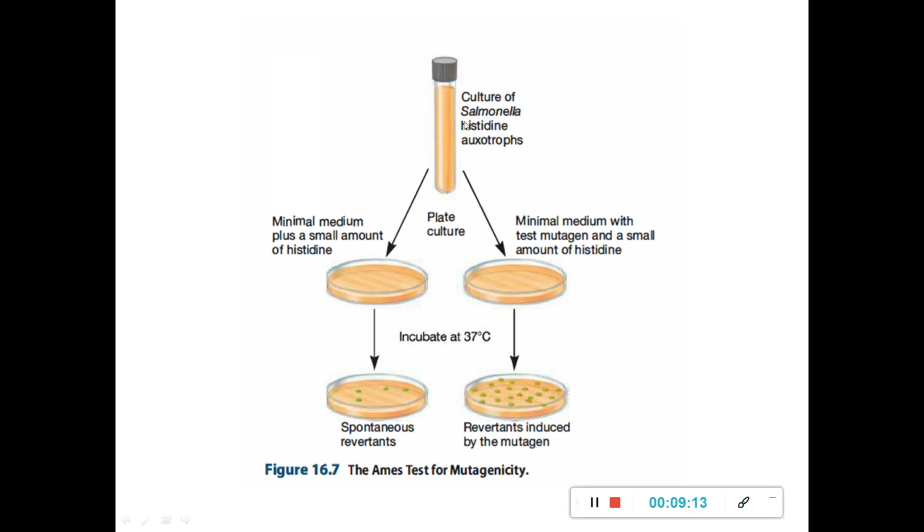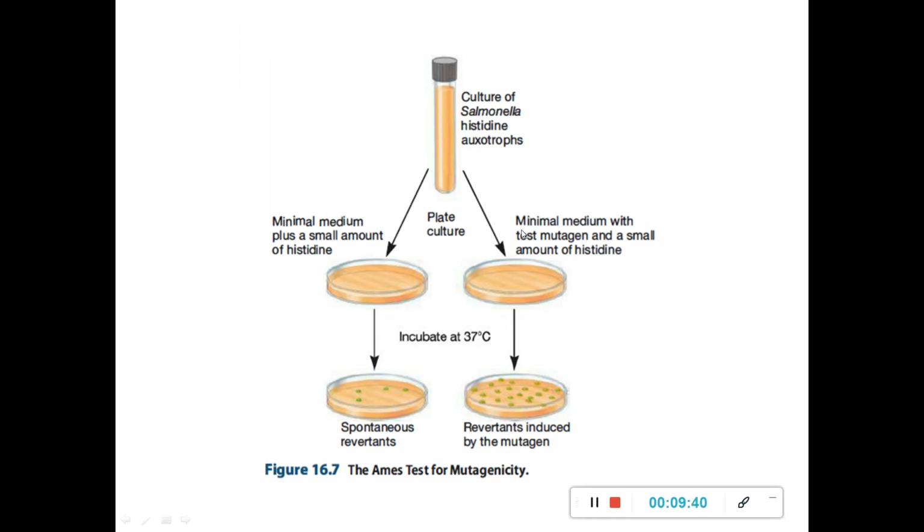Sometimes what happens? It is a histidine auxotroph. Now, this media contains a small amount of histidine, and a spontaneous revertant can grow here. That is, spontaneously, sometimes the auxotrophic organisms can revert back into his positive strains. That is what has been depicted in this particular plate.